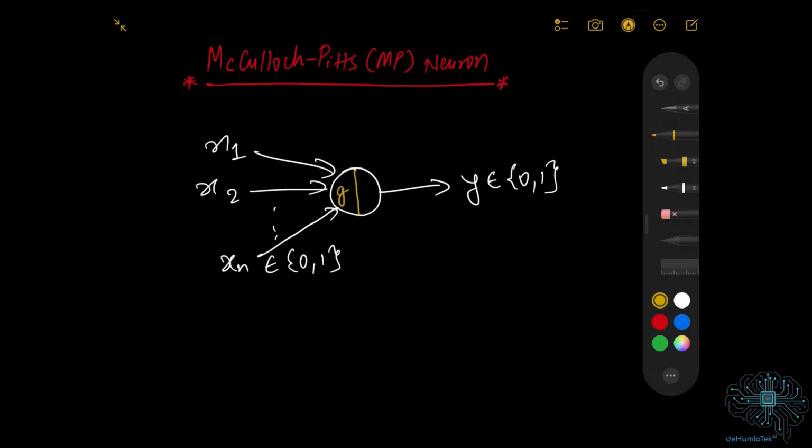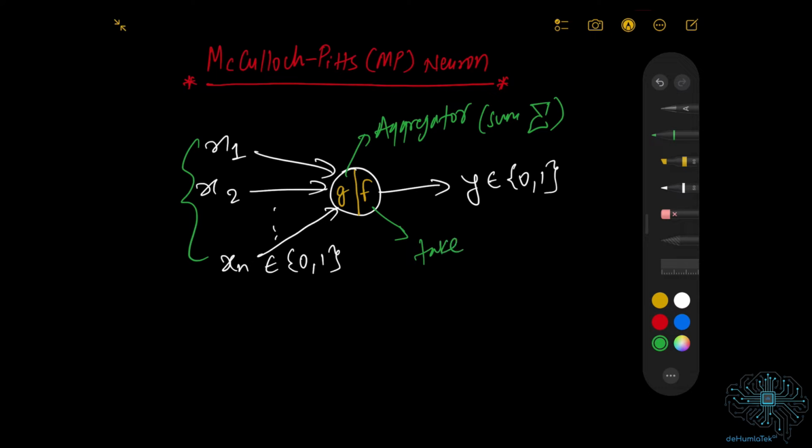The first one is the aggregator, which aggregates all those inputs. It's just a sum; it will do a summation of those inputs. The next one is the deciding function, which will take a decision based on the aggregation of those inputs, and it will decide whether or not to fire this neuron.